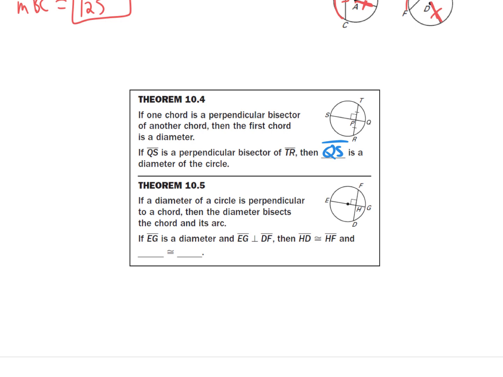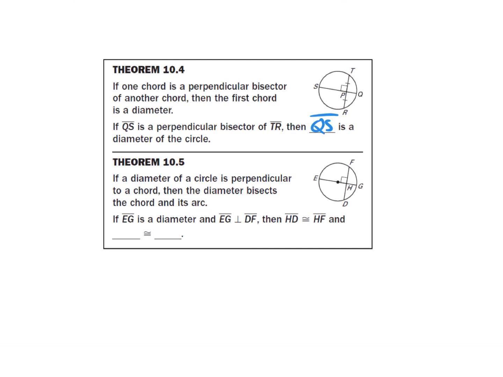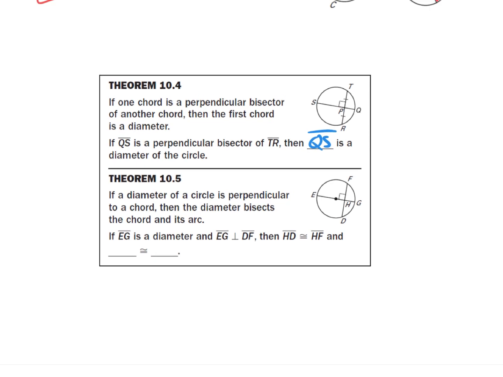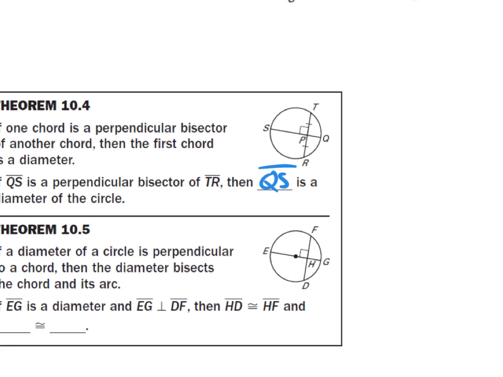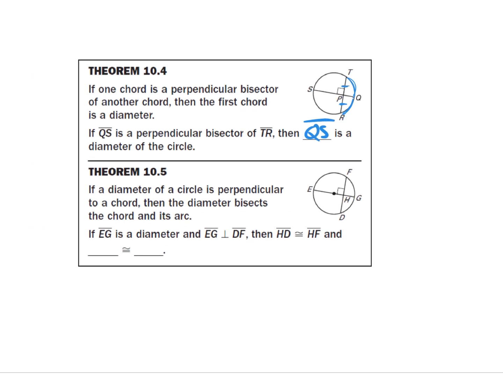If you have two chords that intersect at a right angle, it's going to be a diameter. All right? We also know that if they intersect at a right angle here, these lengths right here are going to be congruent, and also these arc measures are going to be congruent, okay? So keep that in mind.